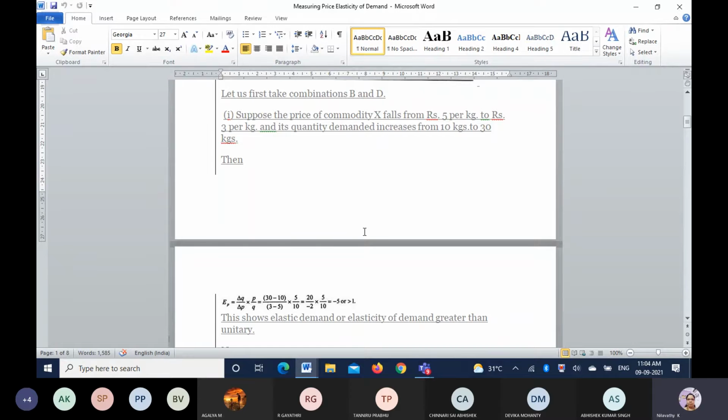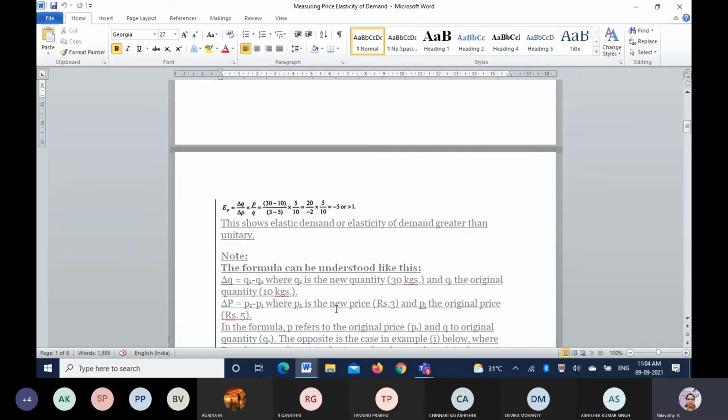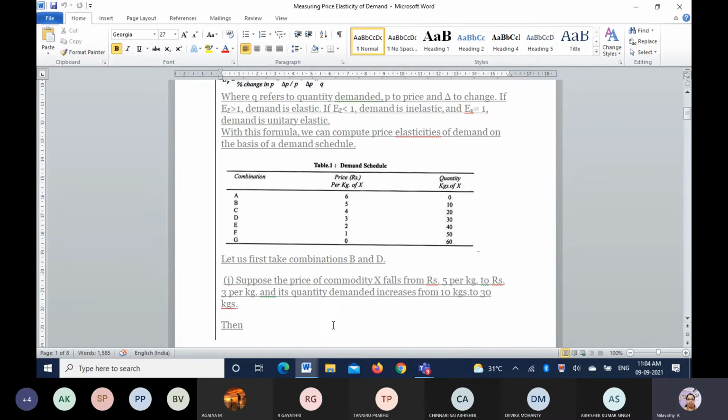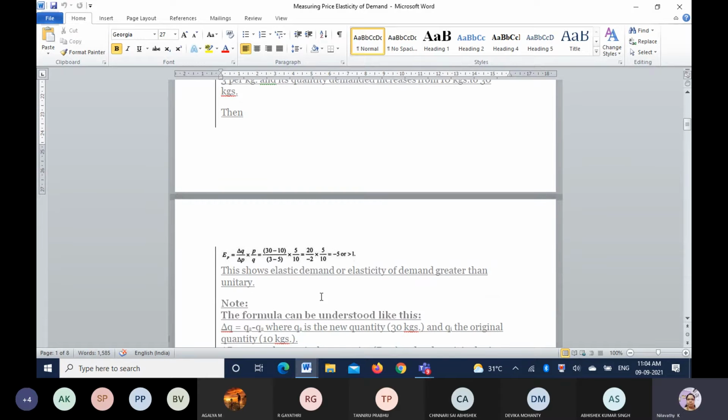That you have to keep in mind. So this is how you have to calculate it. But again, there is a drawback for this equation. So here, as it has been said, suppose the price of the commodity X falls from 5 to 3, and the demand will increase from 10 to 30, and then your elasticity value will be this.